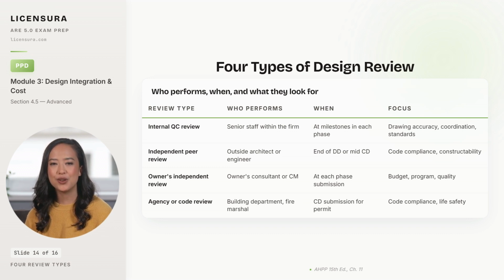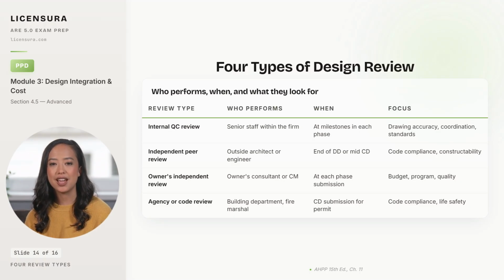Agency or code review is performed by the building department and the fire marshal at CD submission for permit, and the focus is strictly code compliance and life safety. Each review type catches a different category of error, and the architect who runs all 4 catches almost every category.